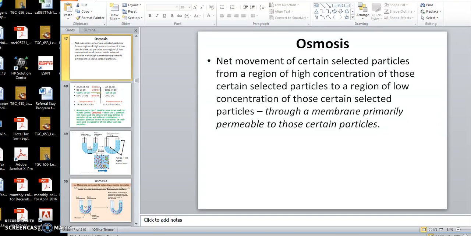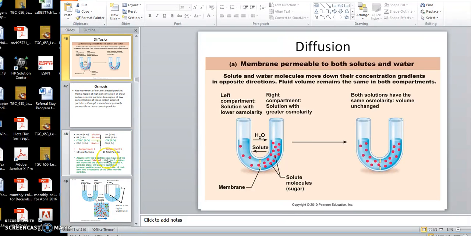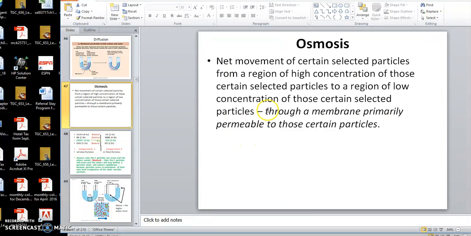Okay, now we're going to talk about osmosis. Osmosis, remember, also is under passive transport. What is the difference between osmosis and diffusion? The key difference is that osmosis happens through a membrane primarily permeable to certain particles. Okay, let me explain.